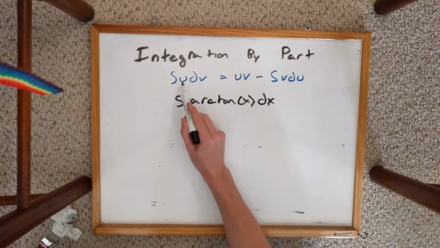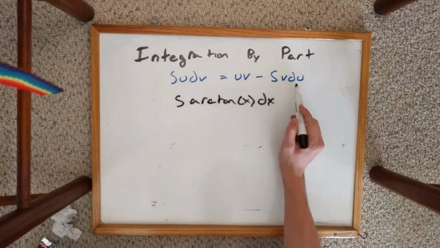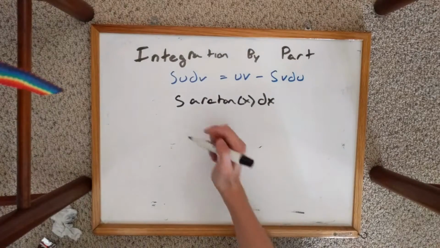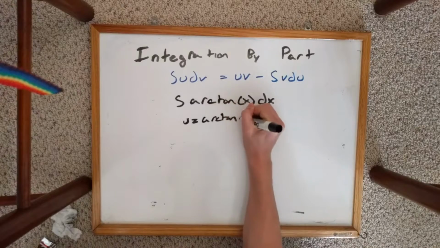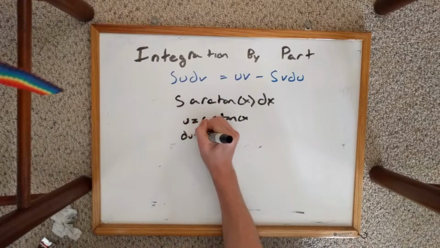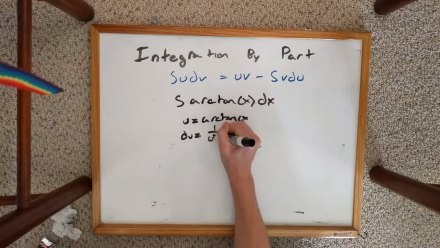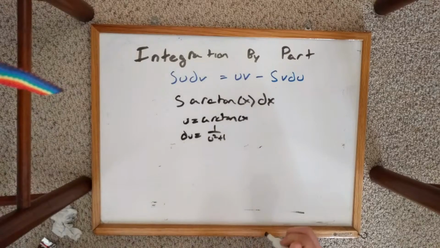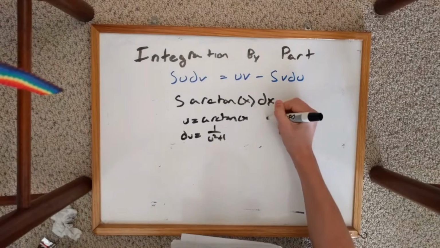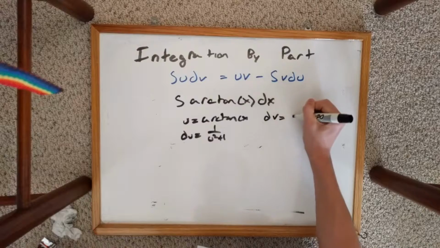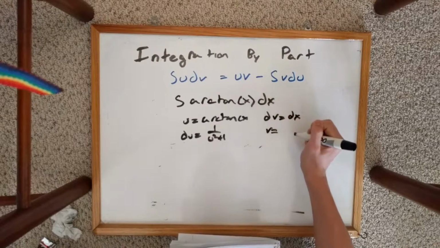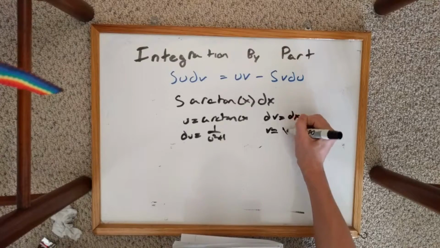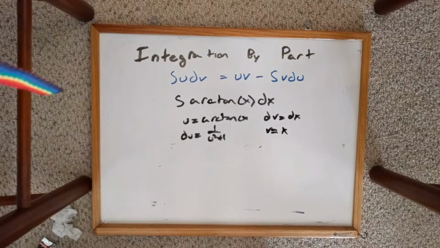Because look, all we need to do is find the u and the du. So if we make our u equal to arctangent x, we know our du is equal to 1 over x squared plus 1. That means we need a dv value. So our dv will be equal to dx. That means our v, through antiderivative, is just going to be x.